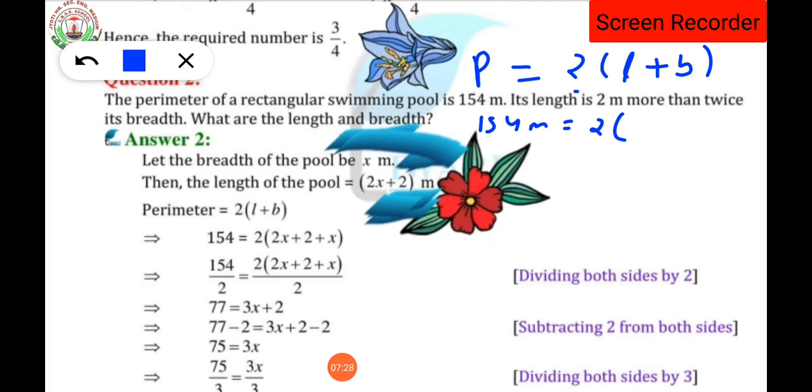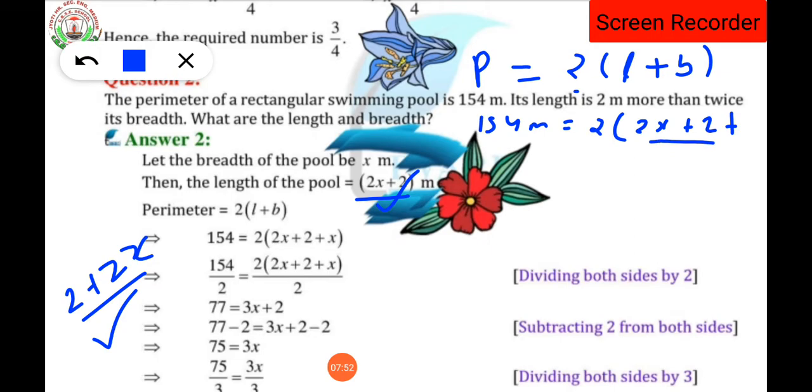What is the length we are getting? That is 2x plus 2. Either write 2x plus 2 or write 2 plus 2x. Both are correct. Writing the equation as 2 plus 2x is also correct. Then the addition sign comes from the formula. What is the breadth we have? The breadth is x. Have you understood? Now you have to solve this equation.